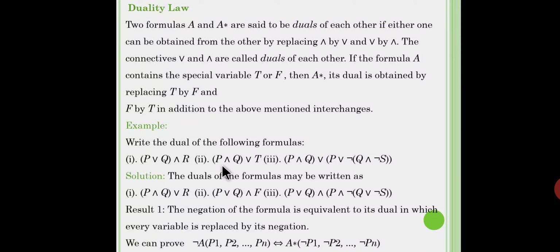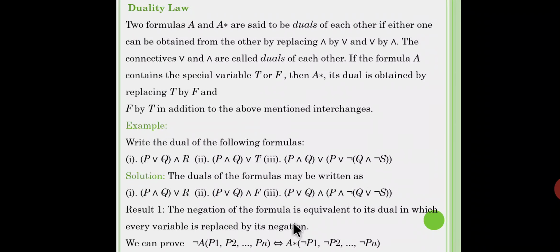For the second one, the given statement is P and Q or true. In place of conjunction we put disjunction, in place of disjunction we put conjunction, and in place of true we put false. So the resulting statement is P or Q and false. The third statement is P and Q or P or negation of Q and negation S. So the dual statement is P or Q and P and negation of Q or negation S. These are the resulting statements of the given statements.